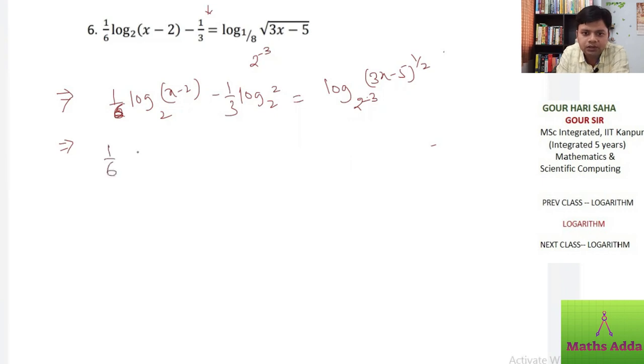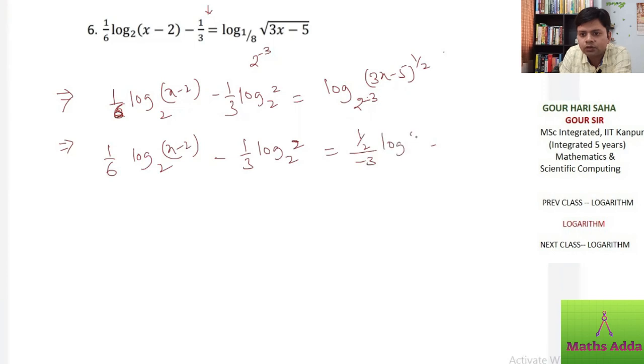This is 1 by 6 log of x minus 2 base 2 minus 1 by 3 log of 2 base 2, and this is 1 by 2 by minus 3 log of 3x minus 5. So I see now all are having base 2, but I see a term 1 by 6 here, minus 1 by 3, minus 1 by 6. Better multiply by 6, it becomes log of x minus 2 base 2. 6 will cancel out, it is minus 2.